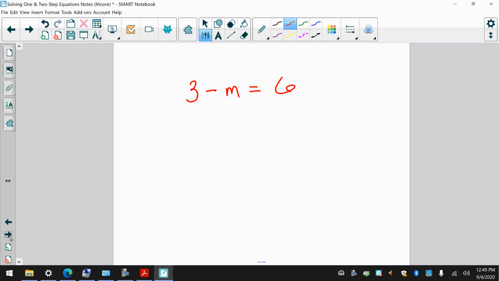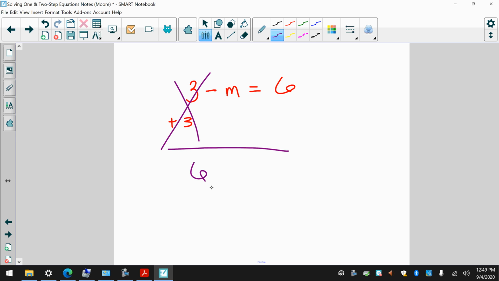Now, this is actually a two-step problem, and a lot of times students mess this one up, so make sure you pay attention. Now, this just means 3 minus m, or 3 plus negative m. A lot of students see the subtraction there, and they want to go ahead and add 3. If you do that, you will be wrong. 3 plus 3 is actually 6. And you want to try to get rid of the 3.